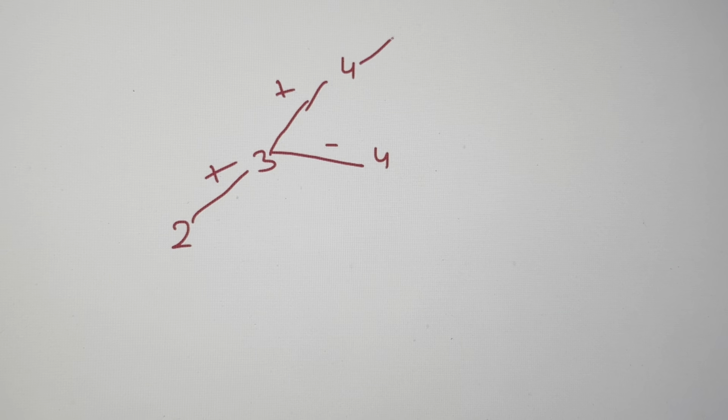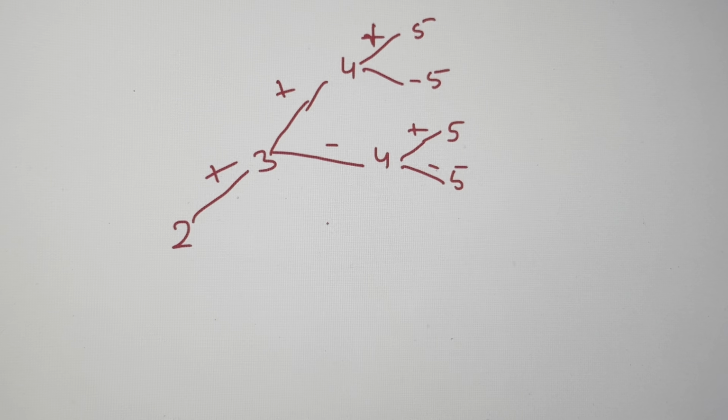Now after 2 comes 3. So if we add 2 plus 3, then there are two possibilities here. The next number is 4. So either you add 4 or you subtract 4. Now with add 4 again there are two possibilities. Next is 5, plus 5 and minus 5. And with minus 4 also there are two possibilities, plus 5 and minus 5. Okay, so this is one branch. Here we have taken 2 plus 3, and with that we have taken all the possibilities.